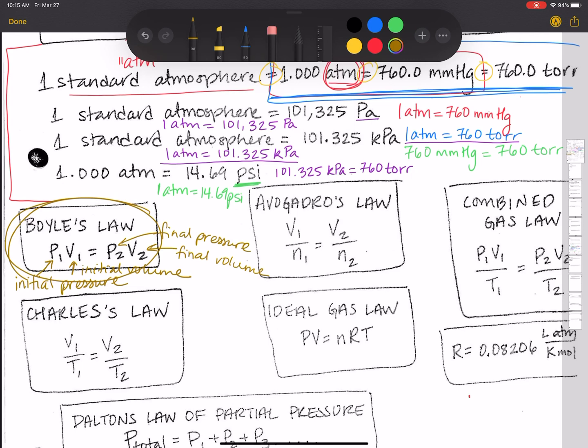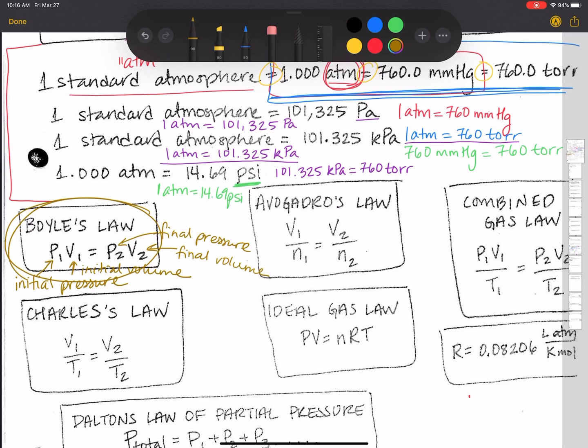What's going to happen is you will be given two pressures and one volume and asked to find the other volume. Or you could be given two volumes and one pressure and asked to find the other pressure. So you're really focused here on isolating variables. So let me give you an example of that.